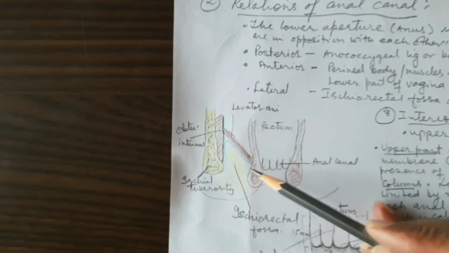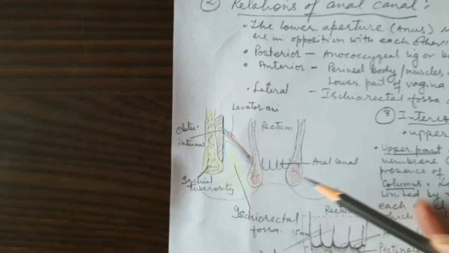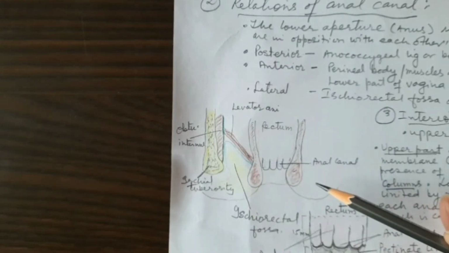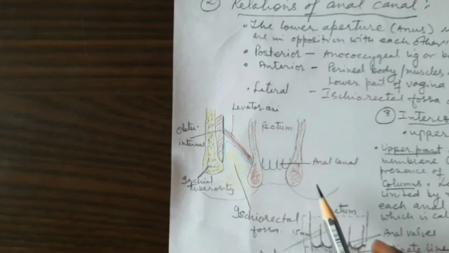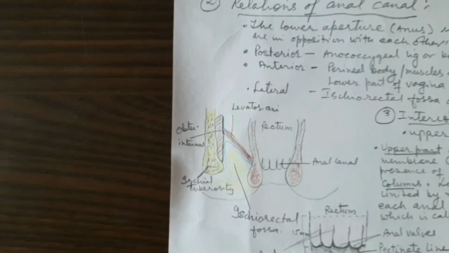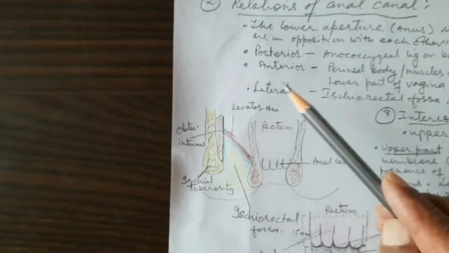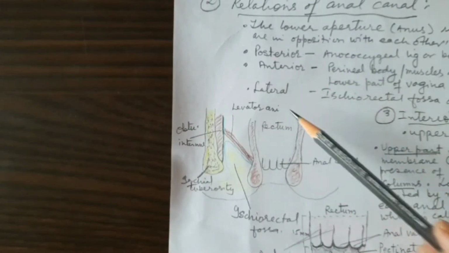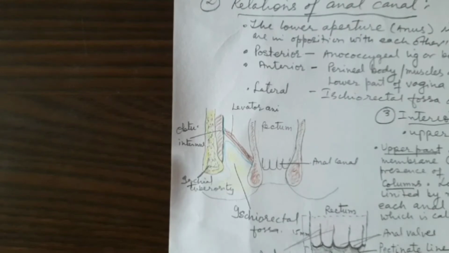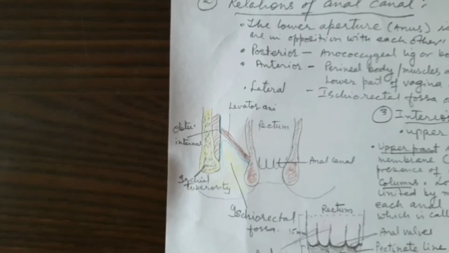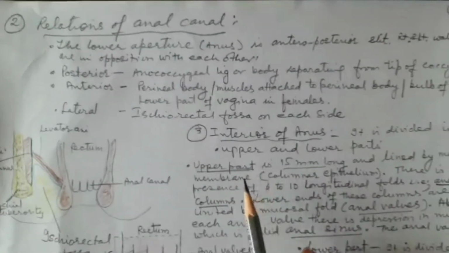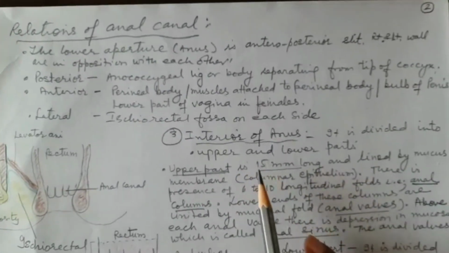Okay, so on either side, the anal canal is in relation to the ischiorectal fossa. So this is the lateral relation of the anal canal. Thus we have seen the relations of the anal canal posteriorly, anteriorly, and laterally. Let us come to the interior of the anus. That is our third point in the question, the interior of the anus.